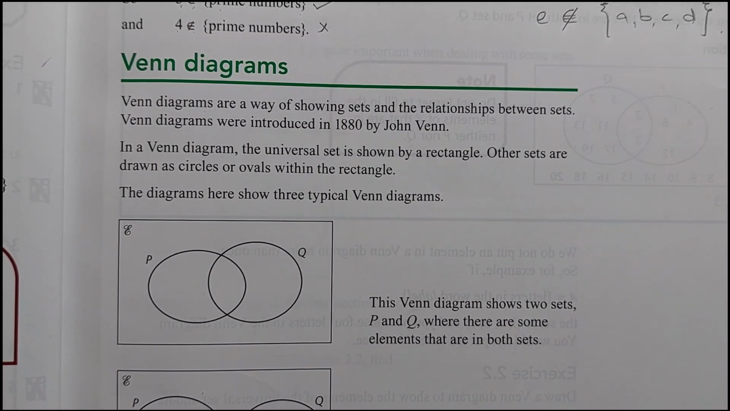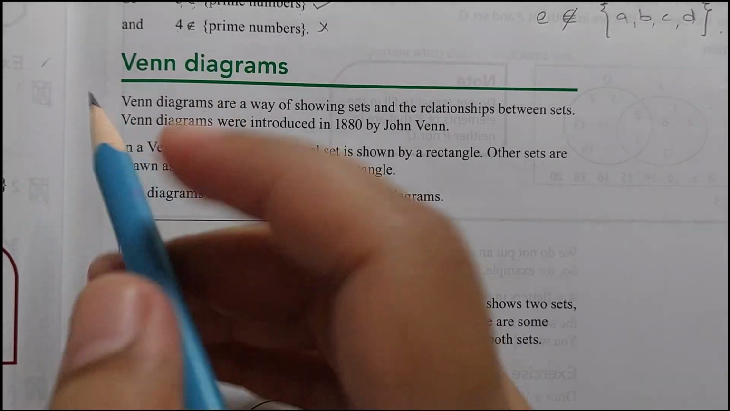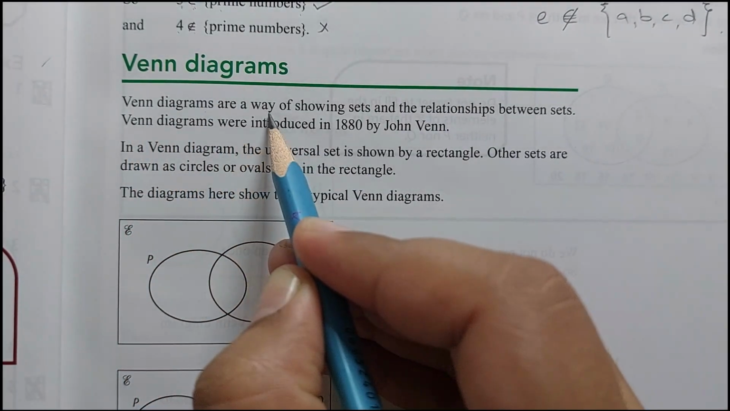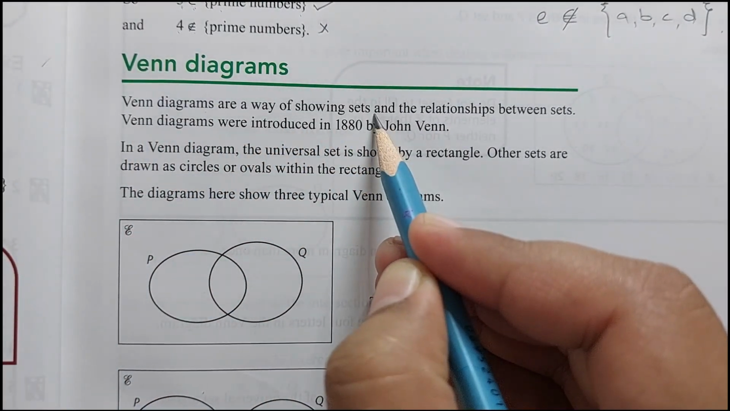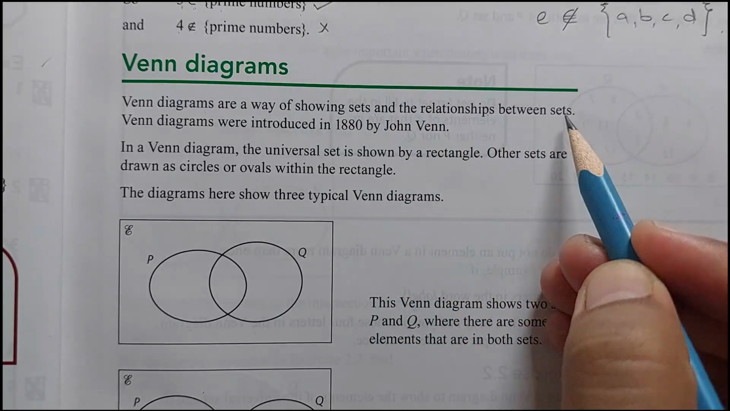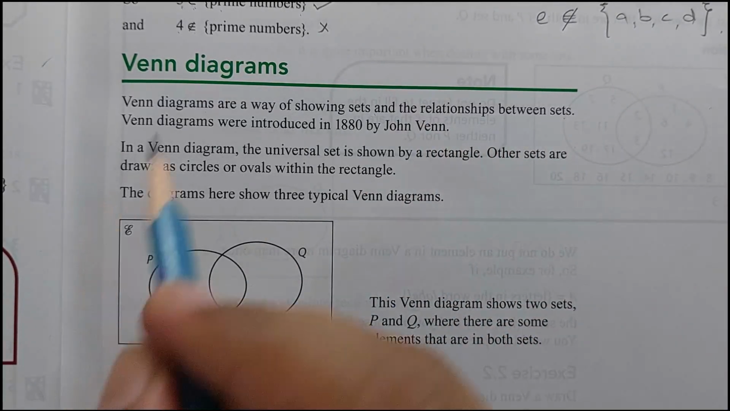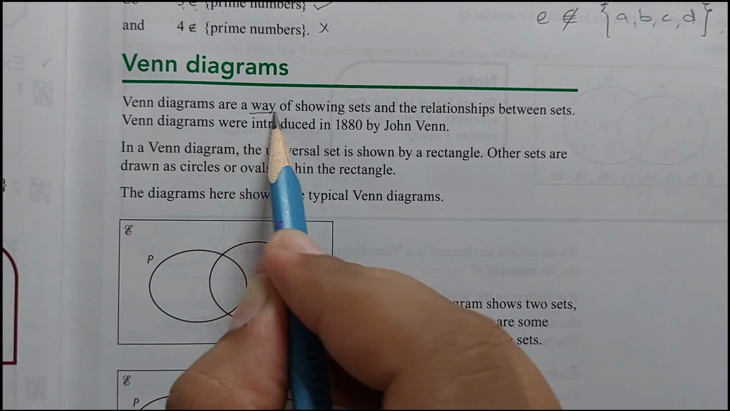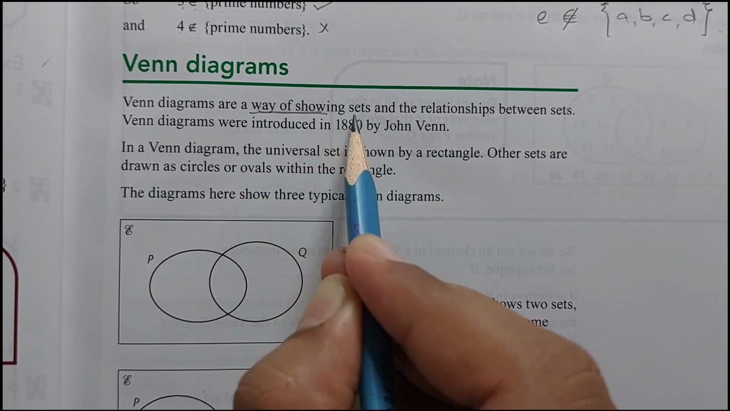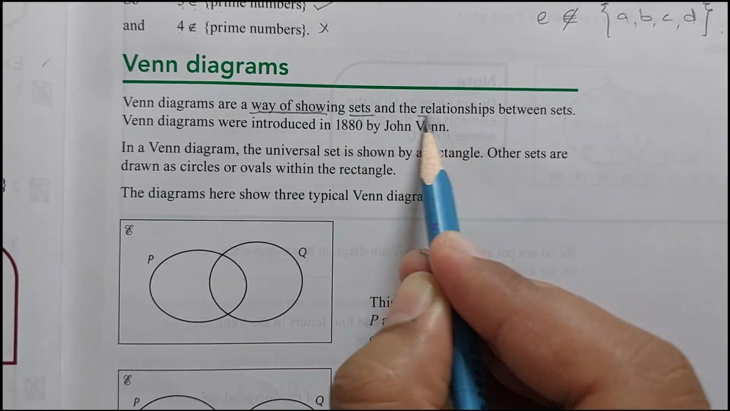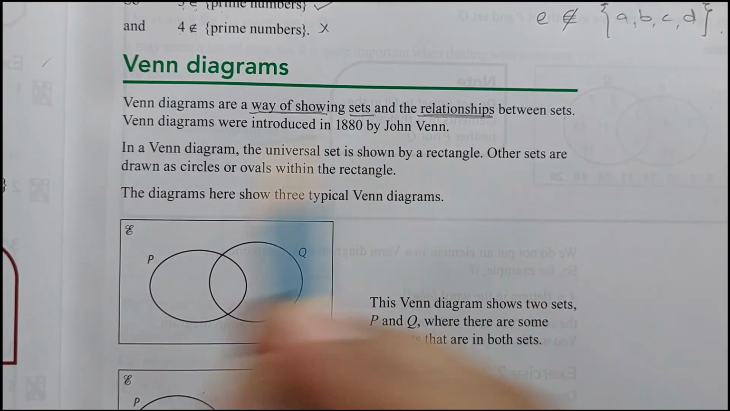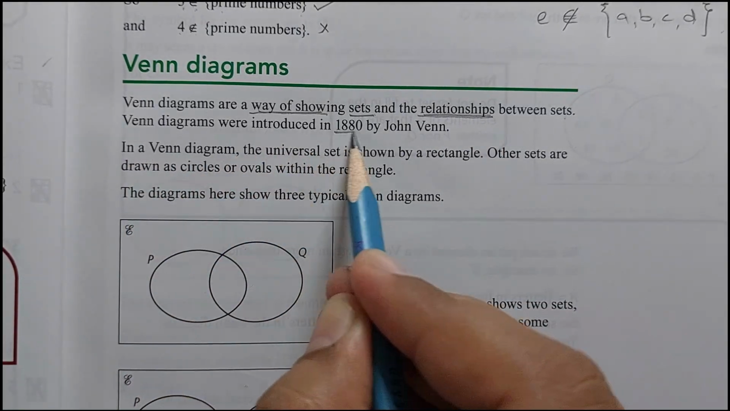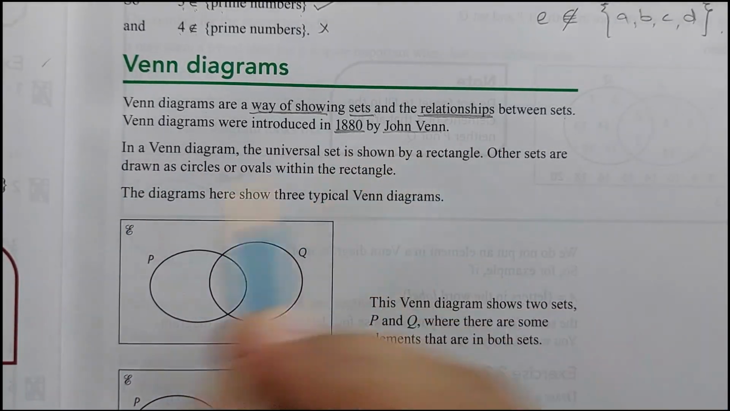In this video, we are going to learn about Venn diagrams. Let's read some theory about Venn diagrams first. Venn diagrams are a way of showing sets and relationships between sets. Venn diagrams were introduced in 1880 by John Venn.